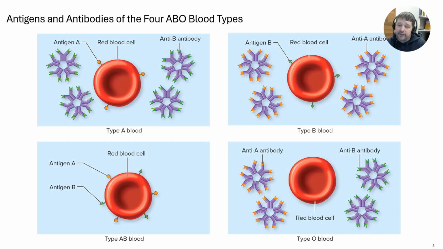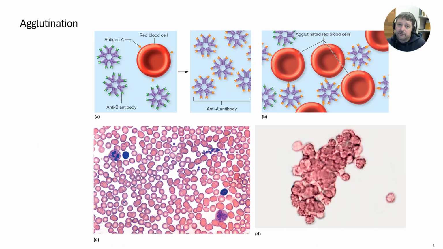But you can't put whatever you want back in, because they have antibodies against both. Okay, all right. So agglutination is when you are sticking, say, a blood type in that has an antibody against it.